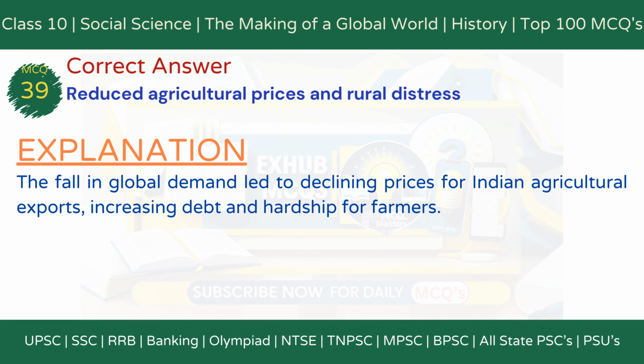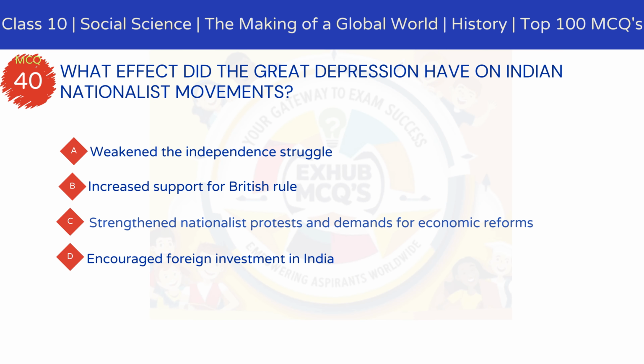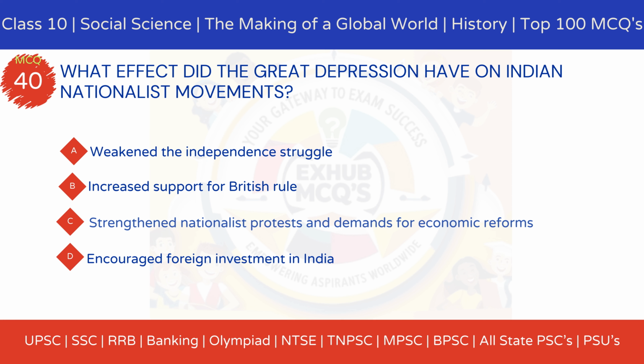The correct answer is option B: reduced agricultural prices and rural distress. Explanation: the fall in global demand led to declining prices for Indian agricultural exports, increasing debt and hardship for farmers. MCQ 40. What effect did the Great Depression have on Indian nationalist movements?